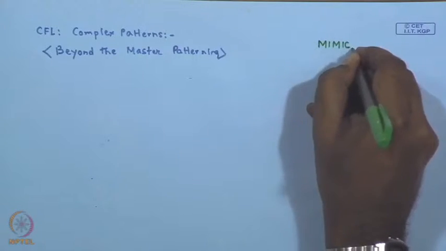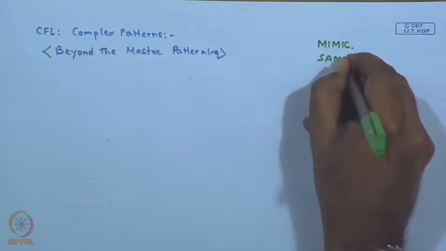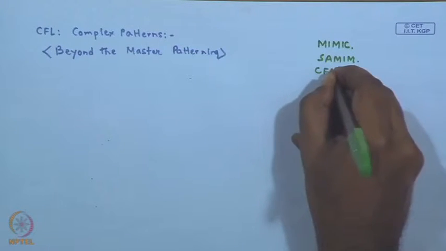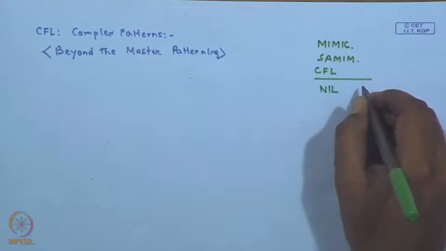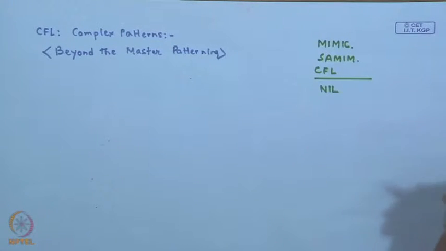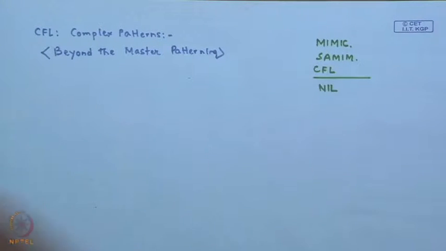few patterning methods, some of which fall under the category of classical soft lithography, and at least 3 of the methods that you should be able to recall are mimic, samim and CFL. In addition, we have also learned nano imprint lithography, which due to historical perspective, because it was discovered by Stephen Chow at Minnesota, not by Whitesides, uses a rigid stamp.